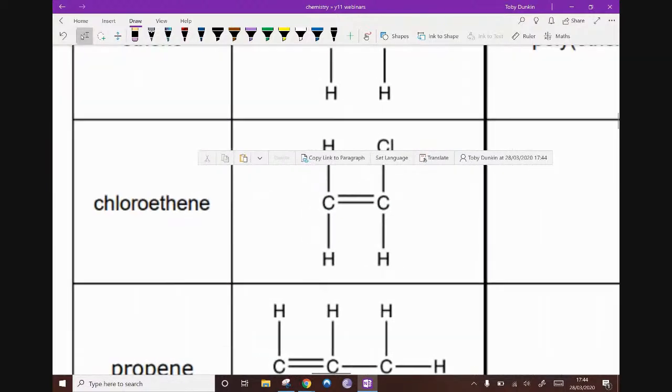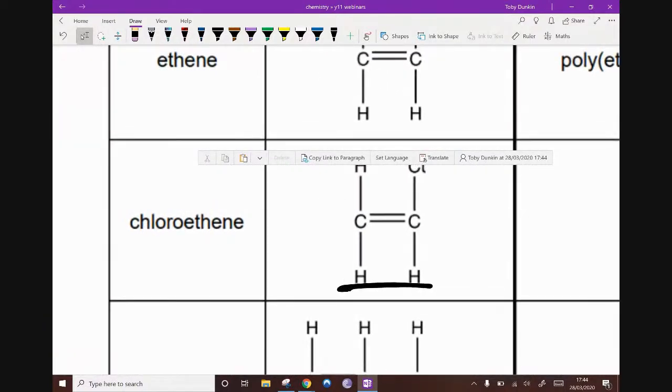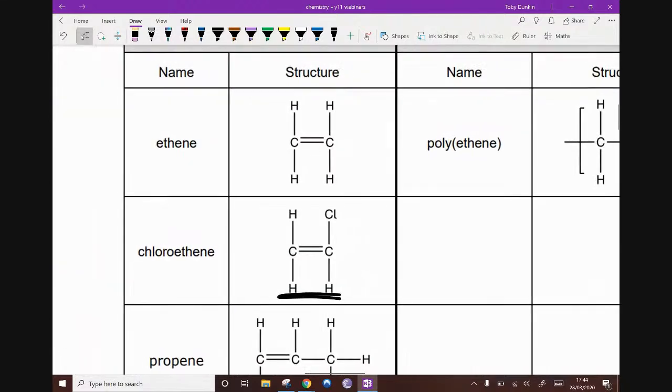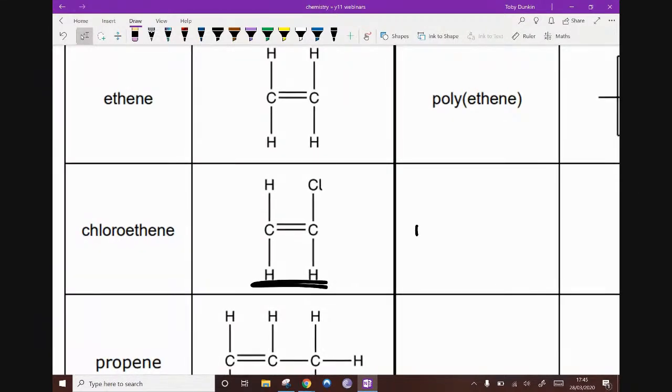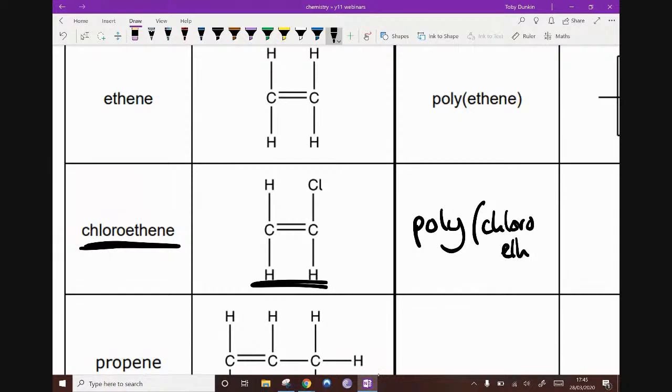They have given you chloroethene. So number one, how do you name the polymer? You literally write poly. The word poly means many. And you put in a bracket the alkene. It literally tells you how to name it. Polychloroethene. We're done. That's it.